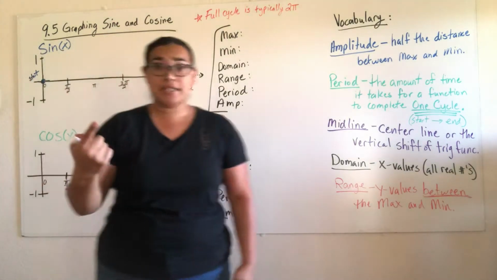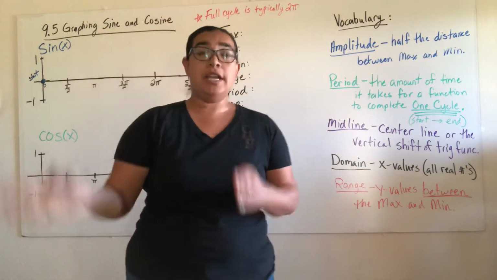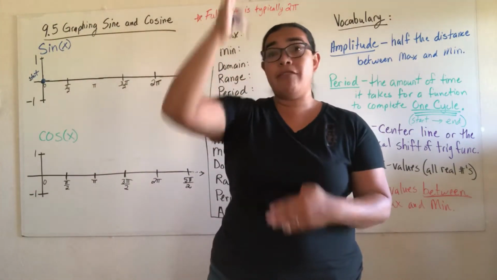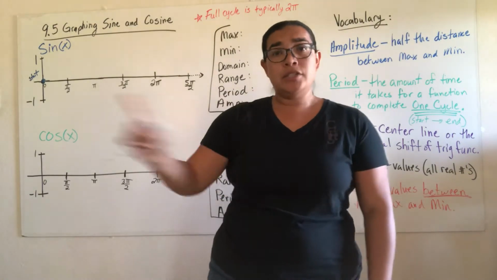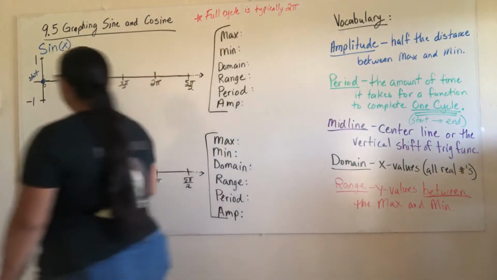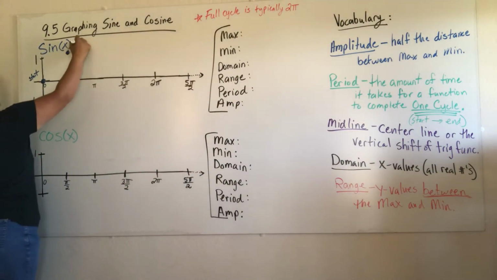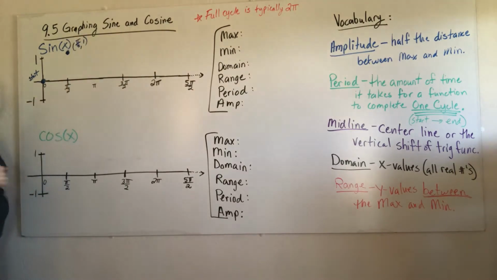All right, so the next value we have here is pi over 2. Pi over 2 is 90 degrees. So at the 90 degree mark, you have a y value of positive 1. So now we're going to make a point at pi over 2, comma 1. So this is our point. Pi over 2, comma 1. Here's your point right here. Pi over 2, 1. That's your coordinate.